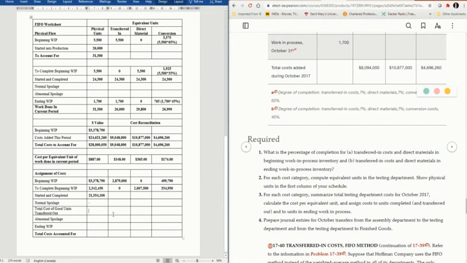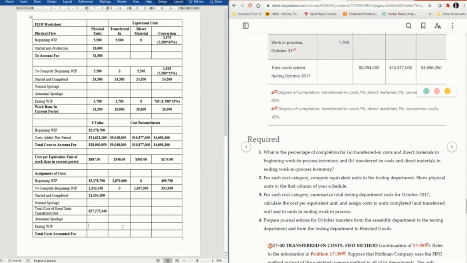So what's the total cost transferred out? Would be beginning work in process, plus what it cost me to finish off the beginning work in process, plus the cost of all of my new started and completeds. So I add those three together, and I get 27,275,340. So that's what I'm going to debit finished goods and credit work in process. I don't have any abnormal spoilage.